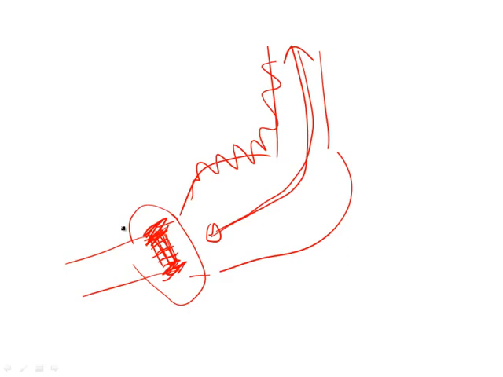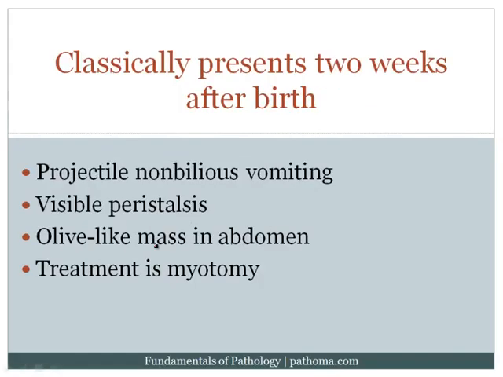And the way by which you would treat is you would cut away this muscle, which is called myotomy. And so these are the key clinical features, and they're all based on the anatomy. Again, it presents usually 2 weeks after birth. So the clinical features are listed here in your text.